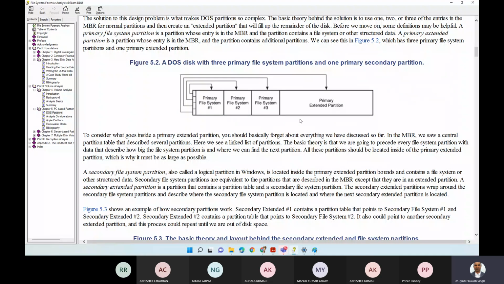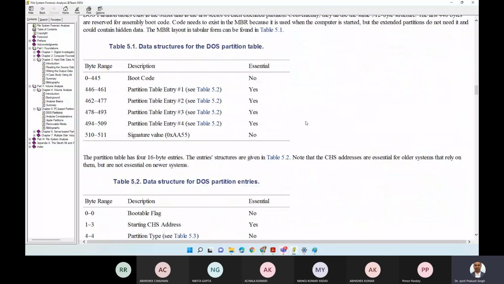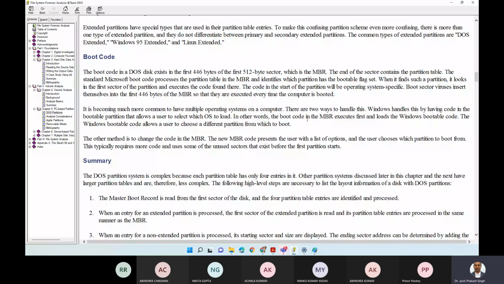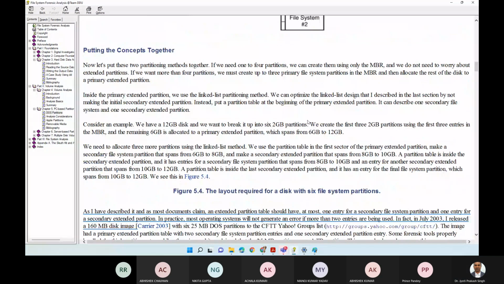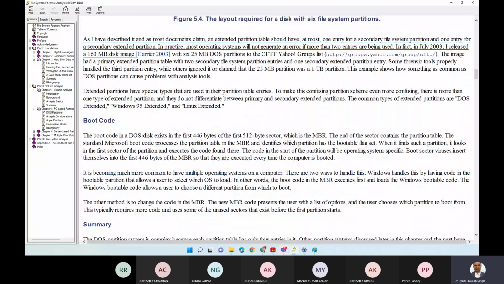I think a bigger figure is shown here. Figure 5.4. Somehow figures are missing. As I told, some portion of these books are missing. In the hard copy you can find these figures.